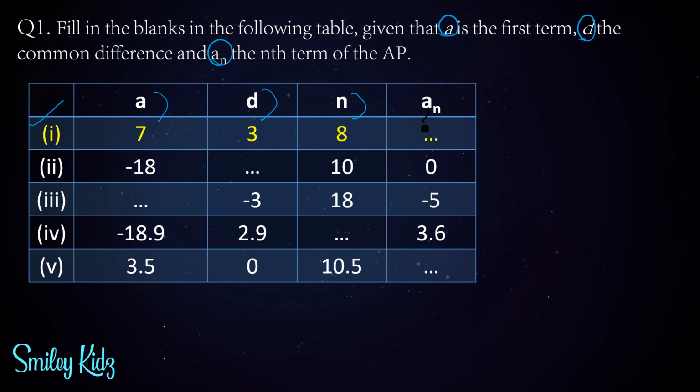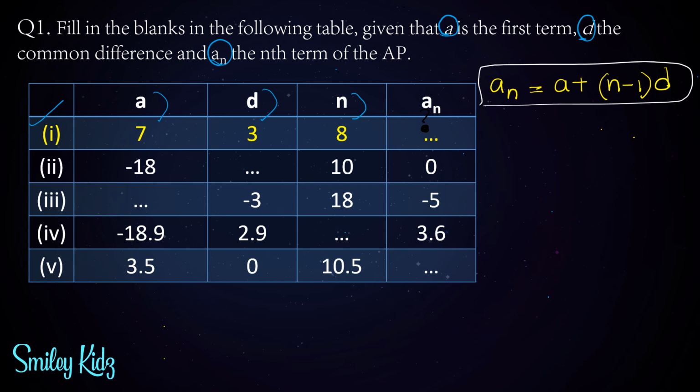Now, we know the formula that AN is equal to A plus N minus 1 into D. So this is the formula. And by substituting all the values available for us, we'll be able to find out the unknown value. So here AN is the unknown value. So let me write it again like this. Then we have A as 7, isn't it?